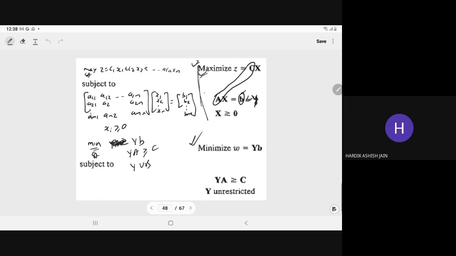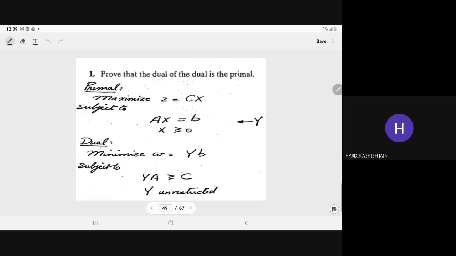If we have the primal in the matrix form, then you can write the dual in the matrix form. Is there any problem in writing the dual in the matrix form? No, sir. Now, very first question: prove that dual of the dual is the primal.